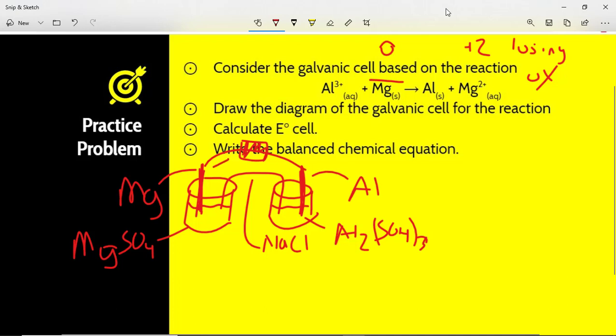Electrons are going to flow this direction, because remember they go from anode to cathode. Okay, pretty straightforward there. Let's calculate the E potential for the cell. I'm going to have to get out a chart. So let's go ahead and write out our half reactions here. Mg is a solid, then goes to Mg2+ aqueous plus 2 electrons. And aluminum is going to be reduced.